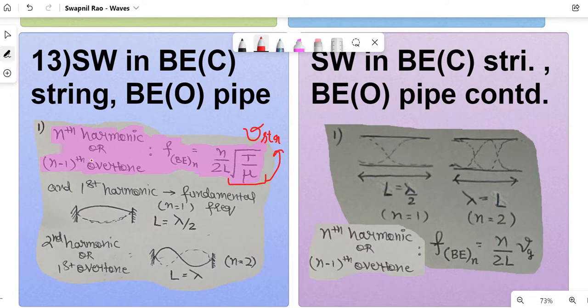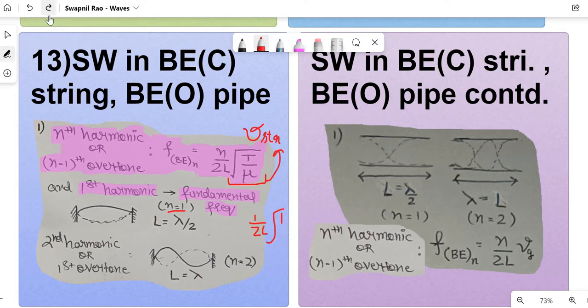If you are asked what is going to be the first harmonic, in that case you have to put n as 1. When n is equal to 1, it would be the 0th overtone, because 1 minus 1 is 0, right? So first harmonic or 0th overtone. The first harmonic is also called the fundamental frequency, by the way. You have to know this. That's why I've mentioned it. In that case, when you put n as 1, the formula would be 1 by 2L under root T by mu. I'm sure this is obvious.